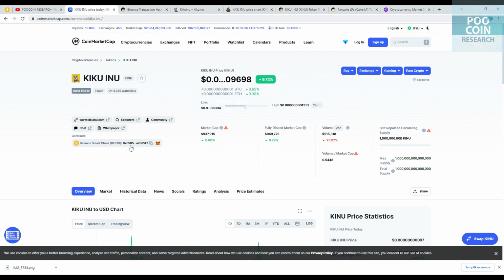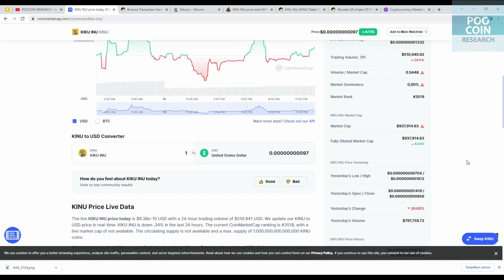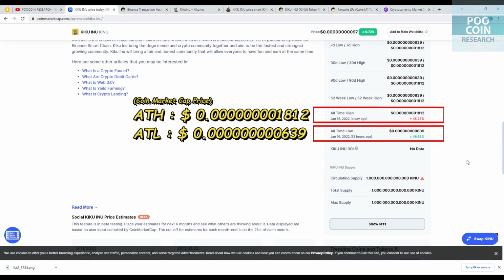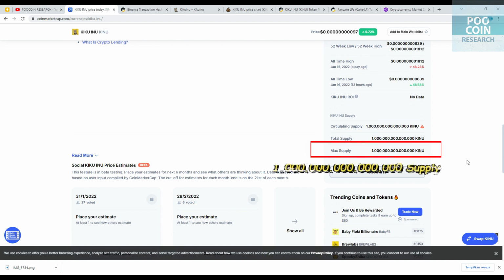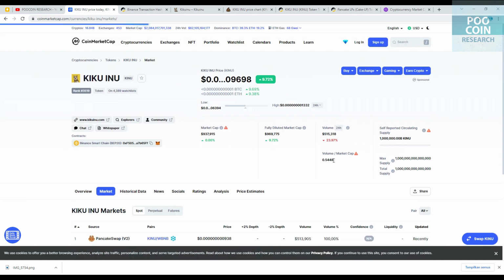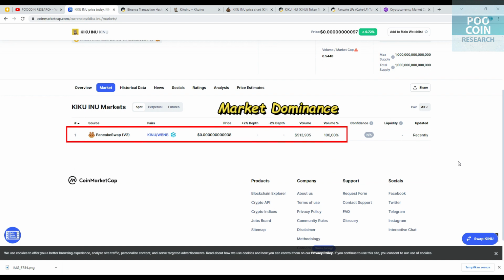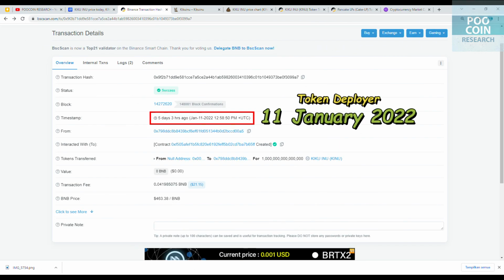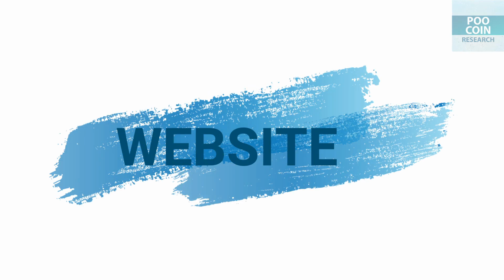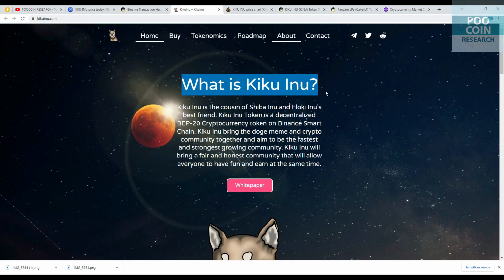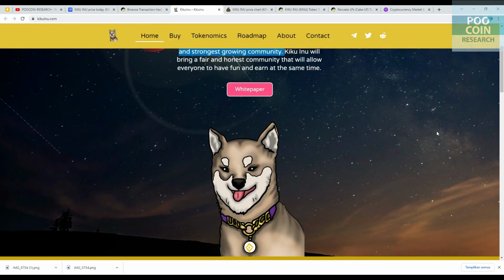This token is running on the Binance Smart Chain ecosystem. Maximum supply is 1 quadrillion tokens. Currently only available on PancakeSwap. This token was created 5 days ago. This is a newborn token. Kiku Inu is just a meme token, but they claim it's a community-driven token. Is it true? Later we will check more deeply in the holder analysis segment.